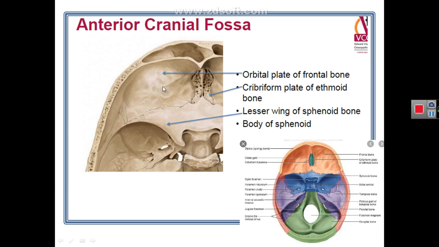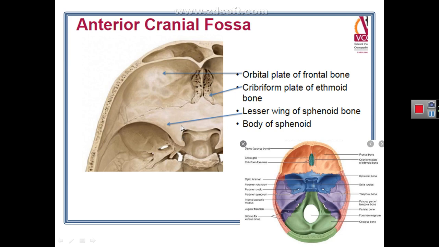The orbital plate of a frontal bone shows irregularity that simulates the irregularity of the gyri of the undersurface of the frontal lobe of the brain, specifically the orbital gyri. We can see that the posterior border of lesser wing of sphenoid forms the posterior boundary of the anterior cranial fossa. This posterior border of lesser wing of sphenoid projects backward at its medial end to form a process which is called anterior clinoid process.